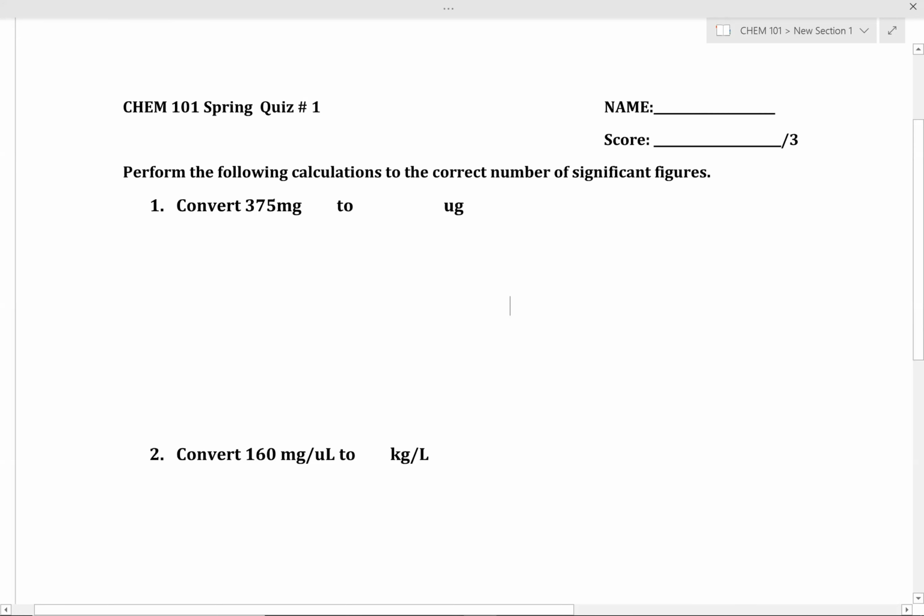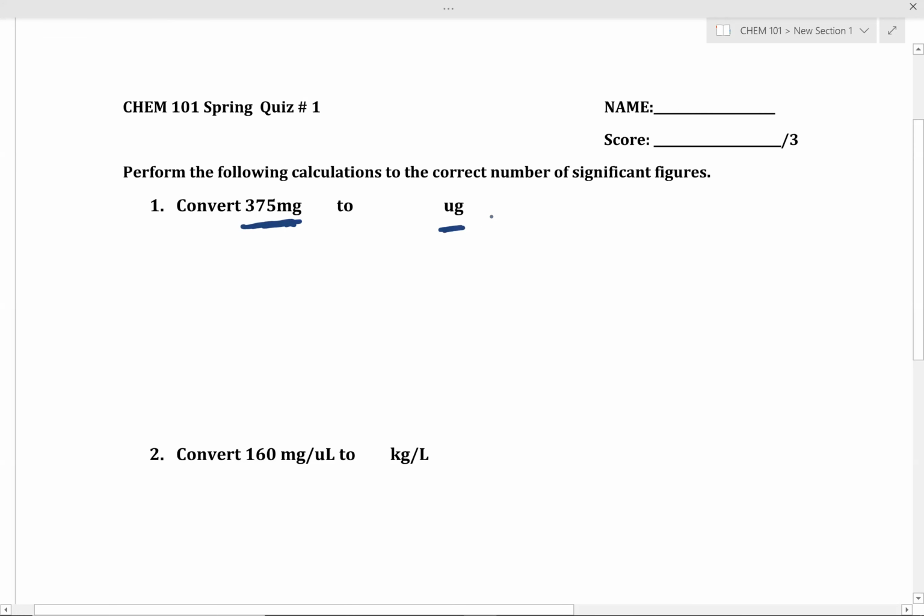With that out of the way, I'll have these scored and entered into Canvas momentarily, but let's talk a little bit about the solution to this quiz. So first and foremost, remember how I suggested that everyone memorize the metric prefixes? These are critical for your success in this class, especially for writing proper lab reports. So first and foremost, we were asked to convert 375 milligrams to micrograms.